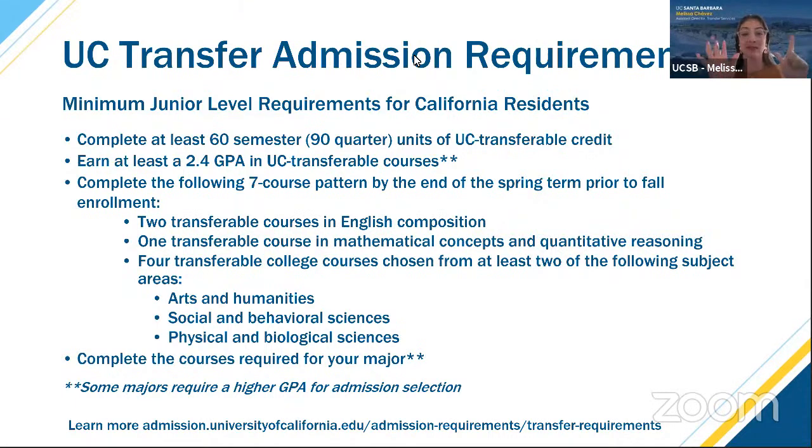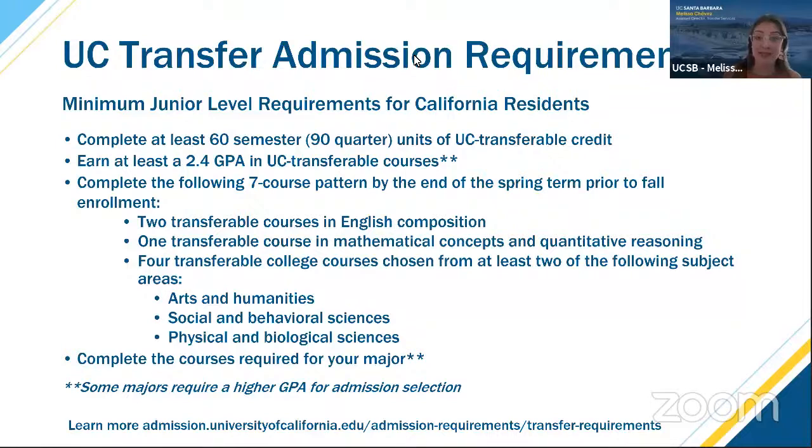Okay, so 7-course pattern. From these 7 courses, we're going to be looking specifically for 2 courses in English composition, known as UCE, at least 1 course in math, known as UCM. It's a math course that's above intermediate algebra, something like pre-calculus, college algebra, or statistics, or any advanced math is also fine. And then 4 courses from at least 2 of the following 3 areas: arts and humanities, where some of these subjects can be fine arts, literature, history, philosophy. Those are common academic areas in the arts and humanities.